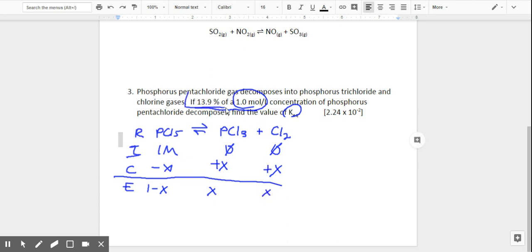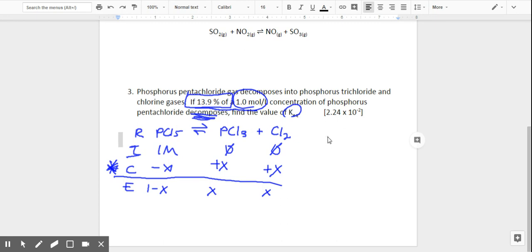So let's go back to this 13.9%. What it's saying is 13.9% of this phosphorus decomposes. Whenever it's telling you a percentage that is reacting, a percentage that is decomposing, a percentage that is disappearing, that is code word for your x value. So that is your code word for what's changing. Any percentage talked about is your code for change. And it has to say decompose, it has to say disappear, it has to say react, something like that.